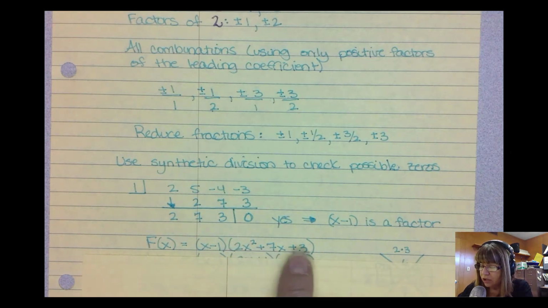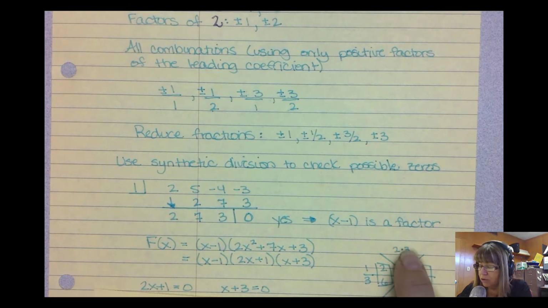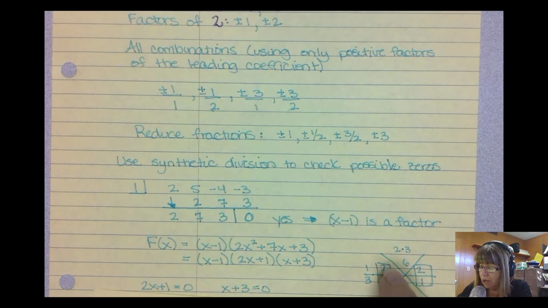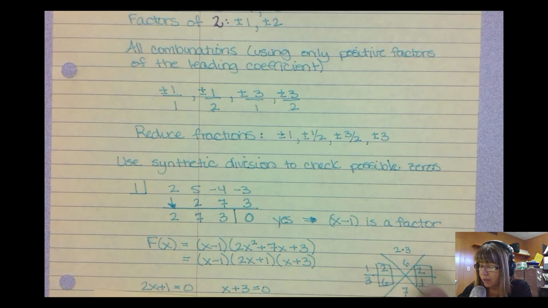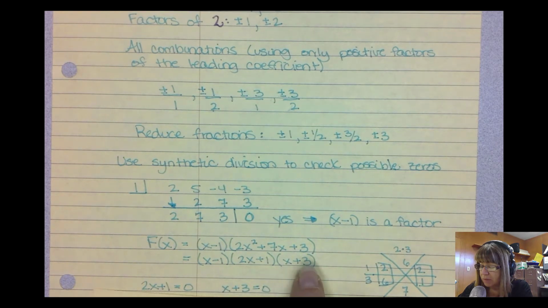So I'm going to take 2 times 3, I'm going to get a 6, I'm going to use my little snowflake method. My middle term is 7. To multiply to a 6 but add to a 7 is 6 and 1. So 2 over 6, because 2 is my leading coefficient, will reduce down to 1 over 3. 2 over 1 does not reduce, so my two new factors are 2x plus 1 from the 2 over 1, and 1 over 3 gives me x plus 3.